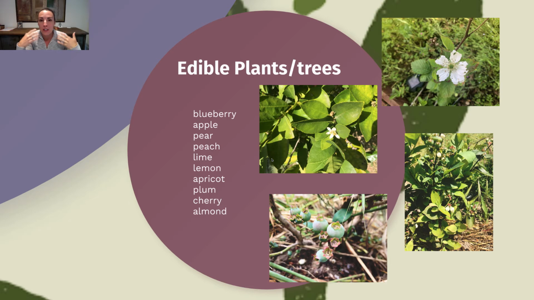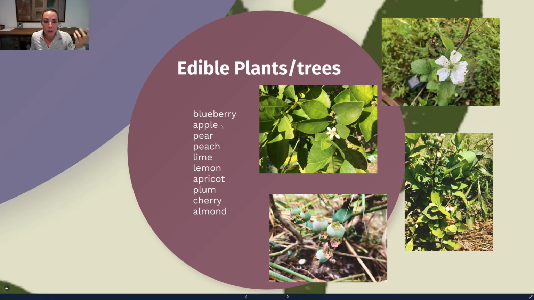But like I said, make sure there's a variety. They need a variety in their diet. We don't want monocropping. Monocropping is another problem that's making pollinators decline rapidly. So blueberries, apple, pear, peach, lime, lemon, apricot, plum, cherry, almond, these are just a few.